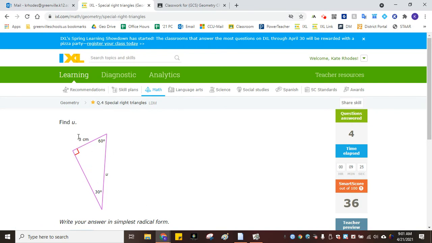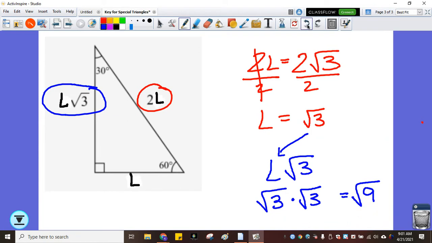Again, 30, 60, 90. We know 3 is our short leg. There's got to be a quicker way than this. I don't think this is the way.